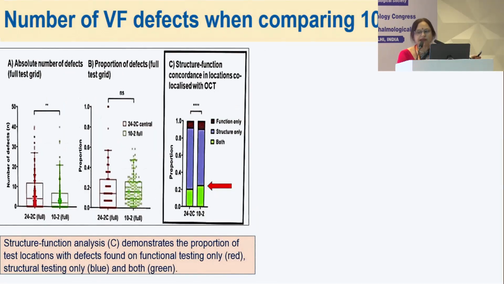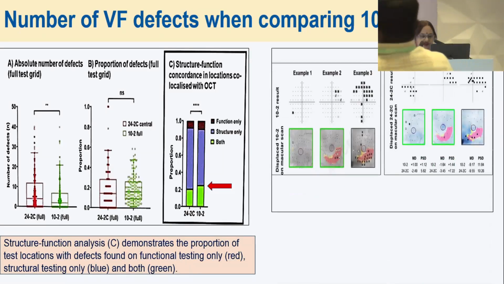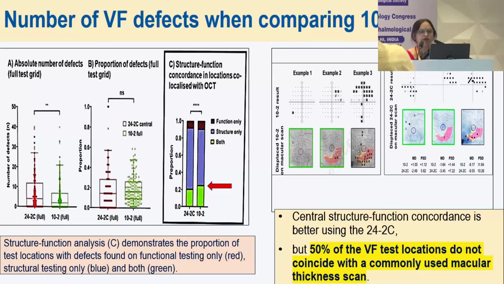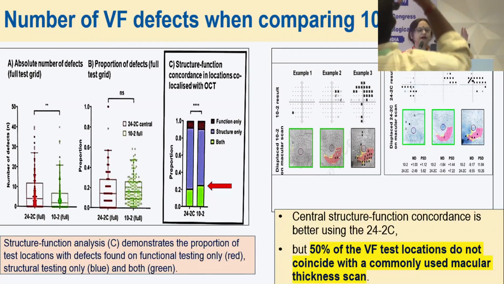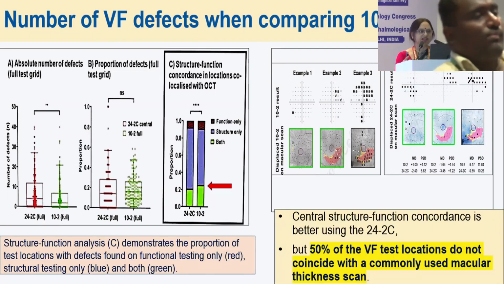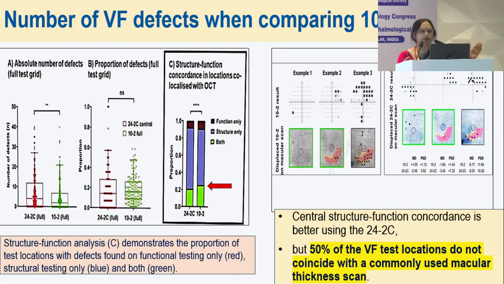Now I'm comparing 10-2 and 24-2C. Here you can find this is function, this is structure, and this is the function-structure map. Definitely 10-2 identified more structure-function concordance than the 24-2C. So though they find abnormal clusters are more in 24-2C, 50% of the visual field test locations do not coincide with a commonly used macular thickness map.